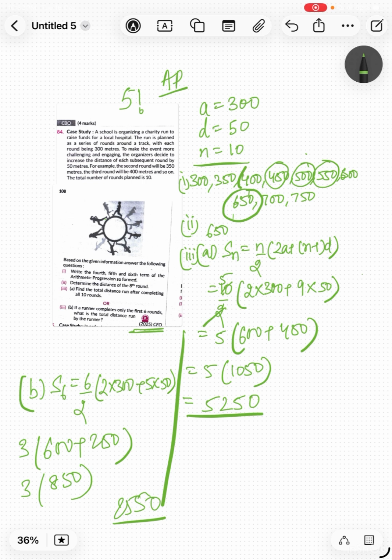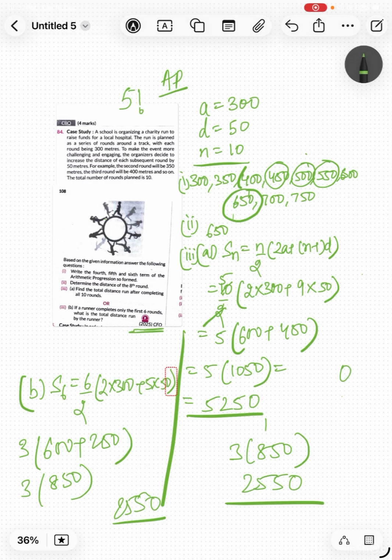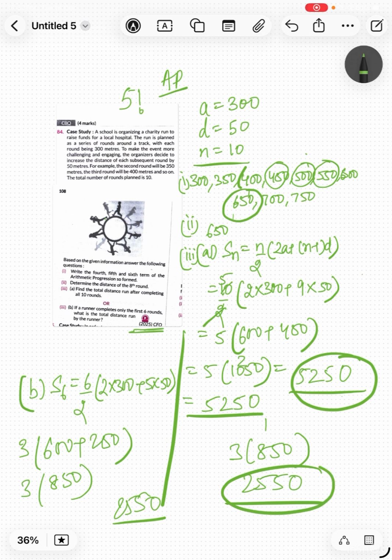So how do I calculate this? By multiplying. See, 3 into 850 is asked, na. 3 into 0, 0. 3 5s are 15. 1 carry. 8 3s are 24 plus 1, 25. 2550. Similarly, here what I did was 5 zeros are 0. 5 5s are 25. 2 carry. 5 zeros are 0 plus 2, 2. 5 1s are 5. 5250. So this is how you have to calculate faster.